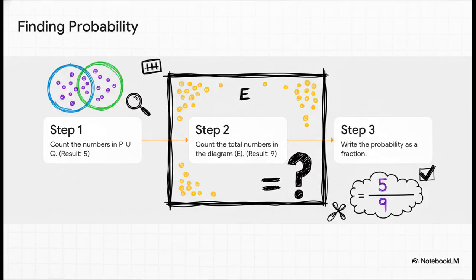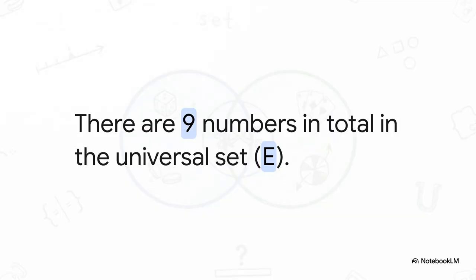So here's our game plan. Step 1 is already done. We know there are 5 numbers in P union Q. For step 2, all we need to do is count up the total number of numbers in the entire diagram, the whole universal set. So let's count every number inside that rectangle. The ones in the circles, the ones outside, all of them. If you do that, you'll find there are 9 numbers in total. And that number, 9, is our total possible outcomes.